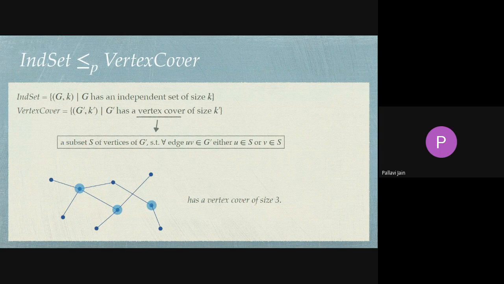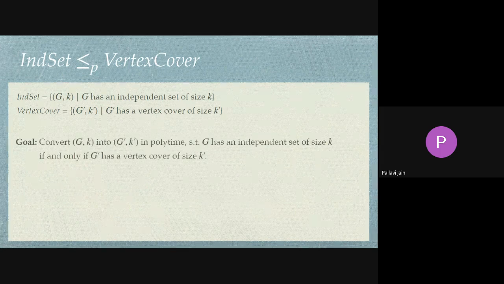Okay, so let's look at the reduction. Again, our goal is to convert G, K to G prime and K prime in polynomial time, such that G has an independent set of size K if and only if G prime has a vertex cover of size K prime. So can anyone guess what will be the reduction? Complement. You take the complement of G.